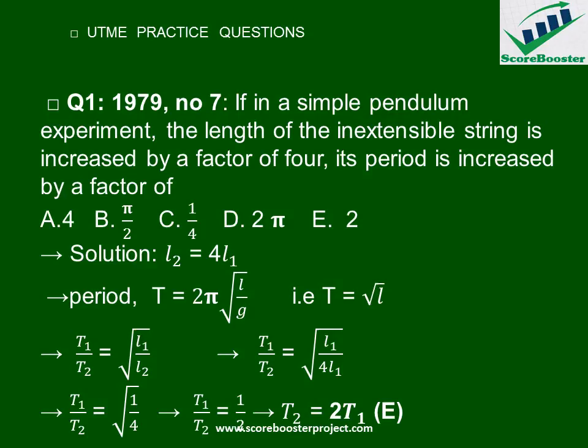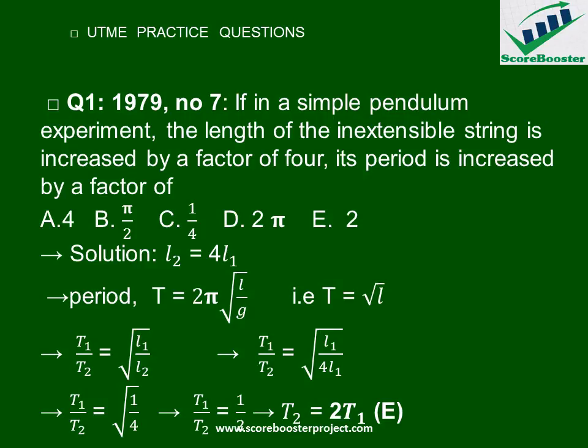Now let's consider sample questions from the UTME. The first question we shall be considering for today comes from 1979, number 7. The question goes thus: if in a simple pendulum experiment the length of the inextensible string is increased by a factor of 4, its period is increased by the factor of dash. Option A is 4, option B is pi over 2, option C is 1 over 4, option D is 2 pi, and option E is 2.